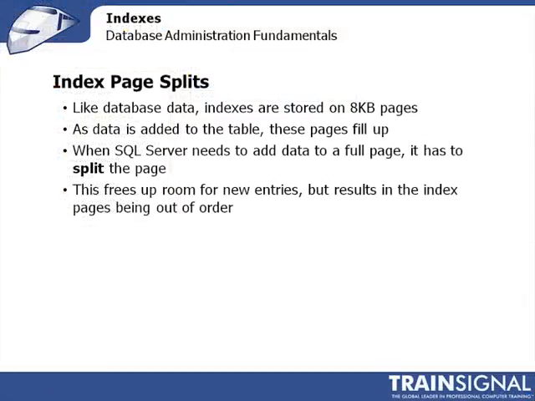Just like the actual data in a database, indexes are stored on 8 kilobyte pages. As data is added to the table, these index pages can fill up. When SQL Server needs to add more data to an already full page, it has to split that page. That frees up room on that page for new entries, but it does result in the index pages being fragmented or out of order.